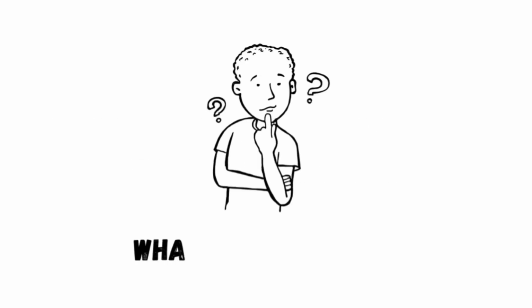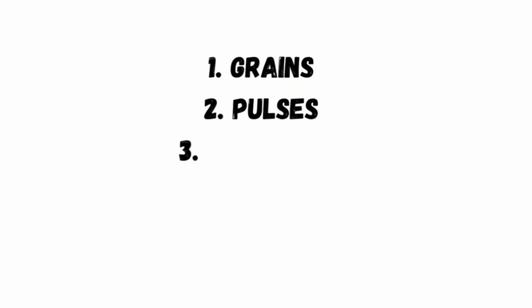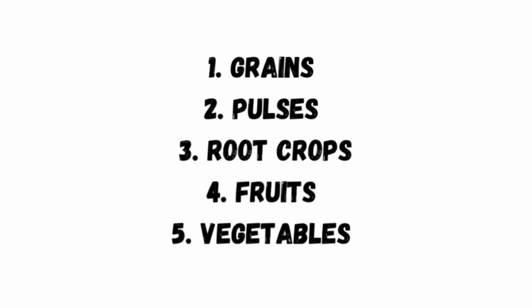In this video, we will learn about the types of food crops. So, what is food crops? Food crops are plants that we grow to eat. There are 5 types of food crops: grains, pulses, root crops, fruits, and vegetables.